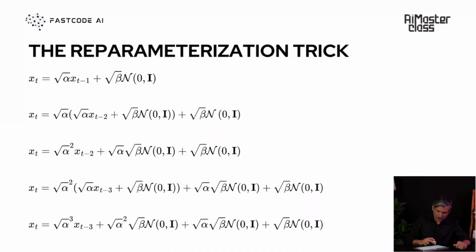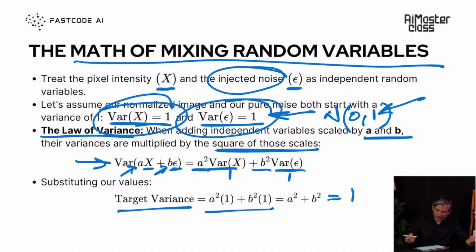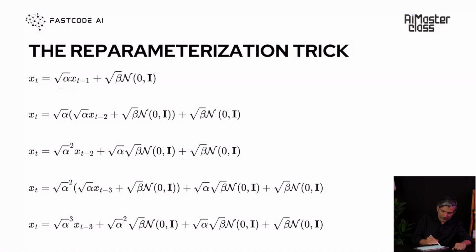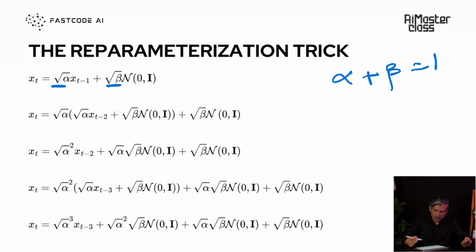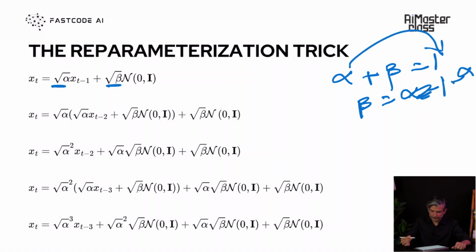So all we are saying is that the two coefficients have to sum to 1. Our alpha plus beta should be equal to 1. We can also write beta as 1 minus alpha, just taking alpha to the other side, so it becomes 1 minus alpha.